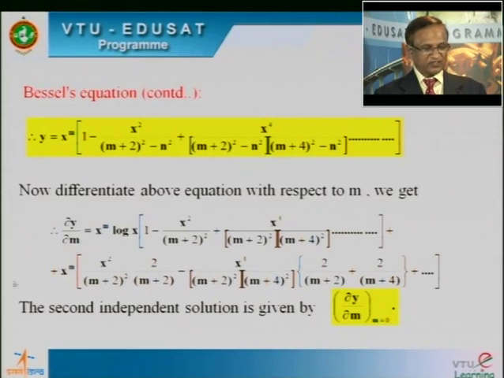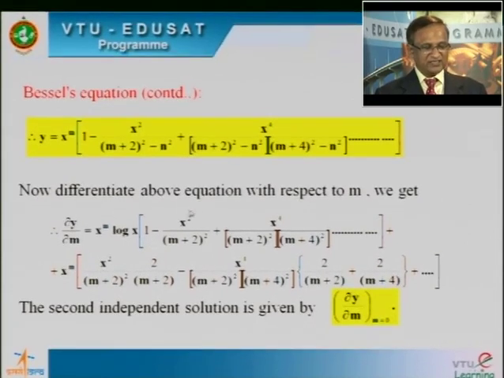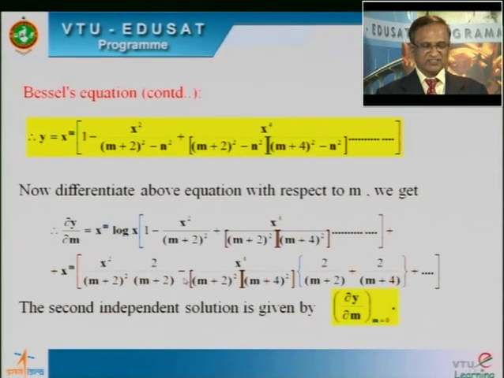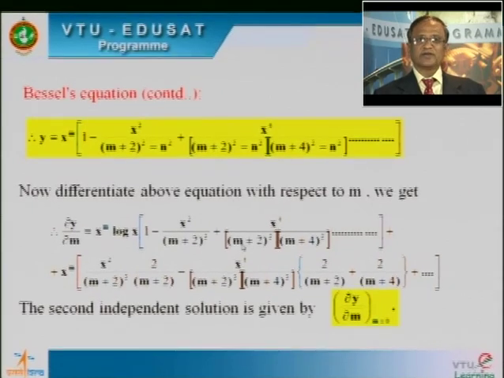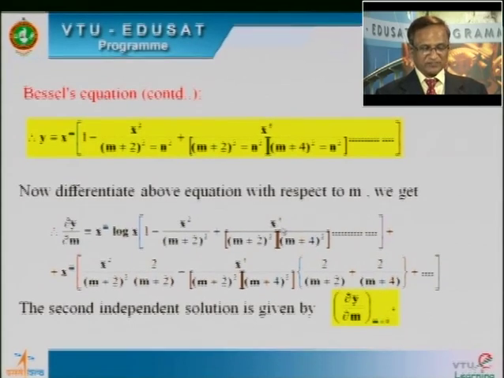So plus, now I want to keep the first function as it is. What is the first function? x to the power m. Now I want to differentiate all these terms. The first term is constant, so it becomes 0. Now I want to differentiate the second term with respect to m. I can obtain x square divided by (m+2) whole square into 2 divided by (m+2). The next term is x raised to 4 divided by (m+2) whole square (m+4) whole square. I want to differentiate it with respect to m.